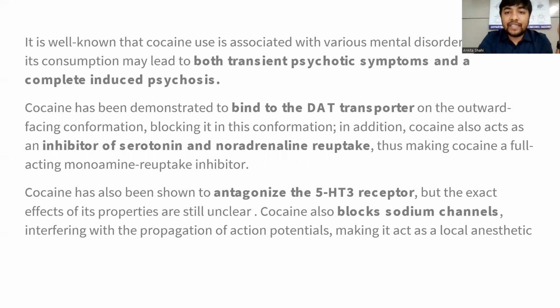Cocaine has been demonstrated to bind at the DAT, the dopamine transporter. Again, the dopamine system is being affected, blocking the transporter in the outward facing conformation. In addition, cocaine also acts as an inhibitor of serotonin and noradrenaline reuptake. So basically, it is a full-blown monoamine reuptake inhibitor, increasing levels of everything. Cocaine has also been shown to antagonize the 5-HT3 receptor, but those effects are still unclear. Cocaine also blocks sodium channels, interfering with the propagation of action potential, and hence acts as a local anesthetic.